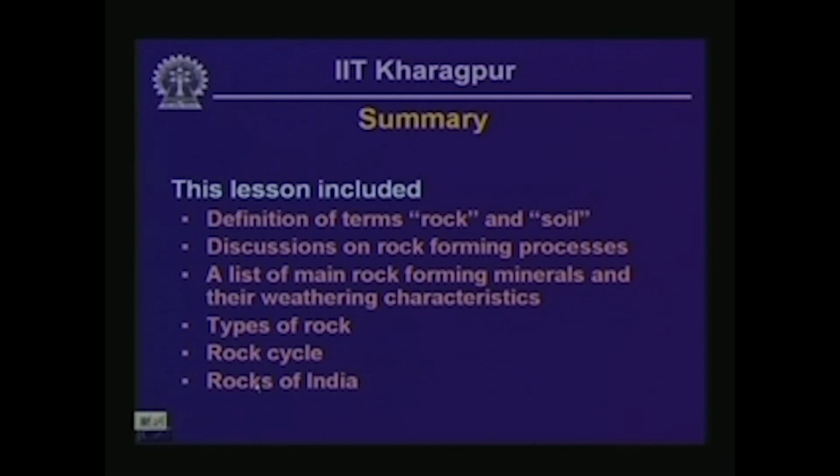Okay, to summarize the lesson then, what we learnt in this lesson include the definitions of general terms like rock and soil. We had discussions on rock forming processes. We also looked at a list of main rock forming minerals and examined their susceptibility to weathering. Then we looked at different types of rocks, volcanic, metamorphic and sedimentary, looked at the rock cycle, and looked at rocks that are found in different parts of our country.